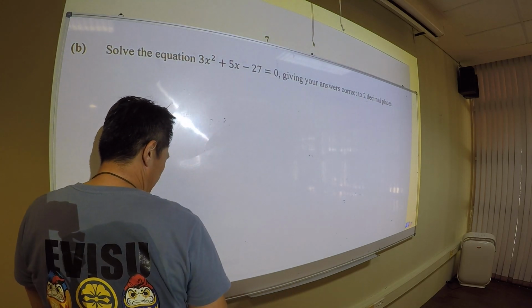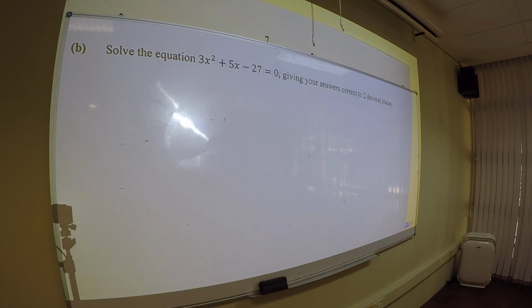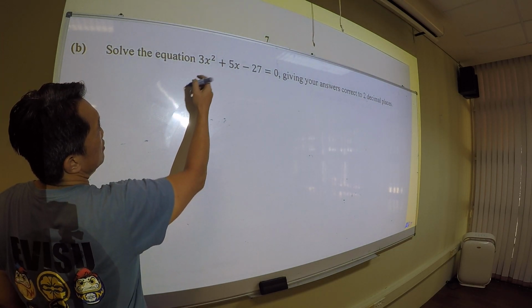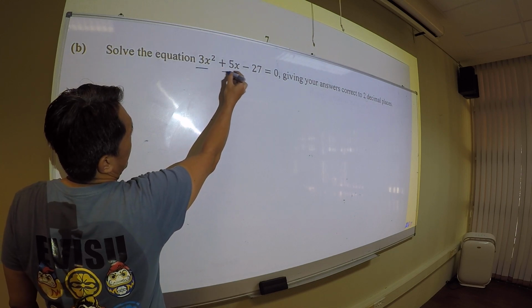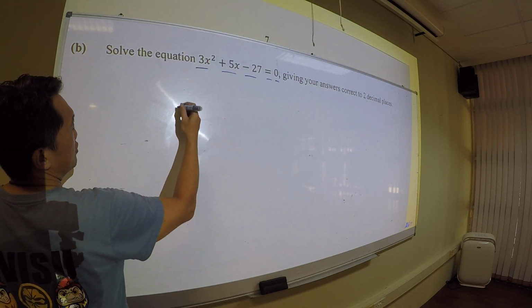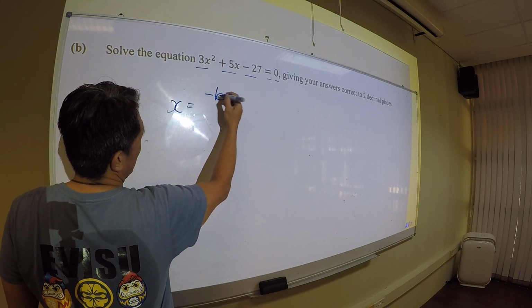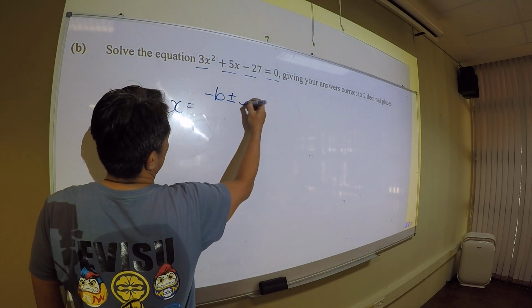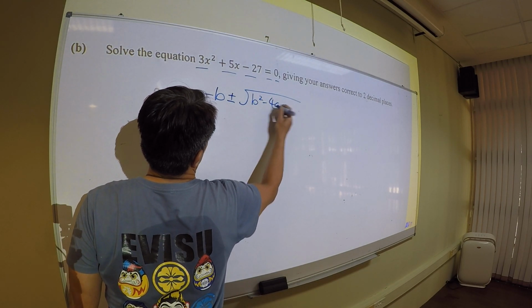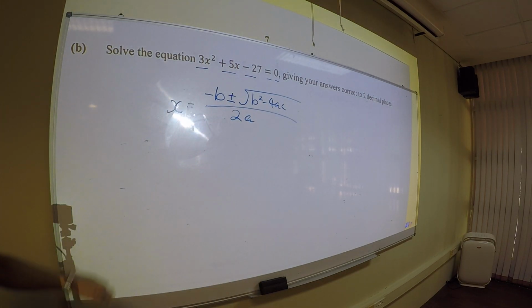Solve quadratic equation. This one, no choice, have to memorize. Formula. When you have a x squared, x and a number equals to 0, can use your formula. x equals to negative b plus minus square root of b squared minus 4ac over 2a. This one have to remember.